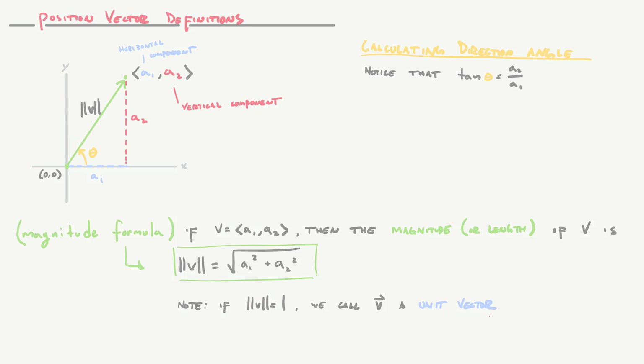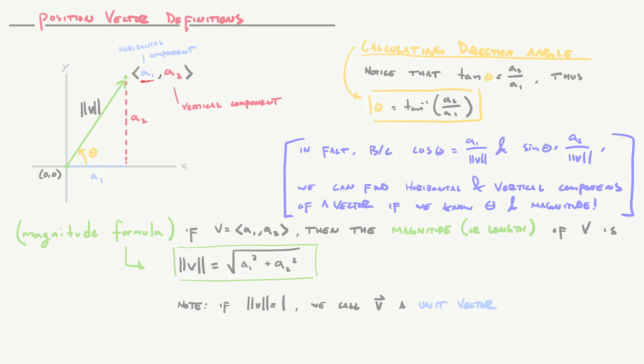We can also calculate the direction angle. Because we've created ourselves a right triangle, notice that the tangent of theta is opposite over adjacent, so it's a2 over a1. So simply taking the arc tangent of both sides gives us that theta is equal to the tangent inverse of a2 over a1. That one is pretty straightforward.